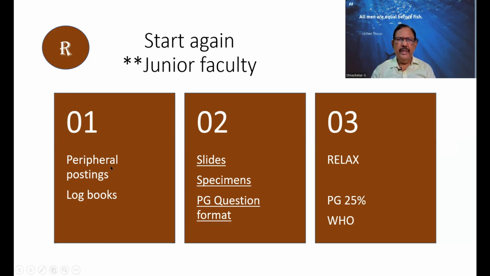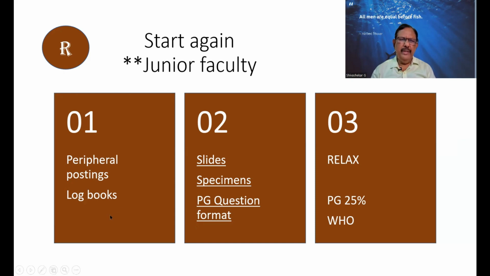Peripheral postings can be taken advantage of because of the time. But then please do not ignore your blood bank and other things. One of the senior students in my institute was literally torn to pieces because the questions were all from the blood bank, and one of the examiners was a blood bank officer.